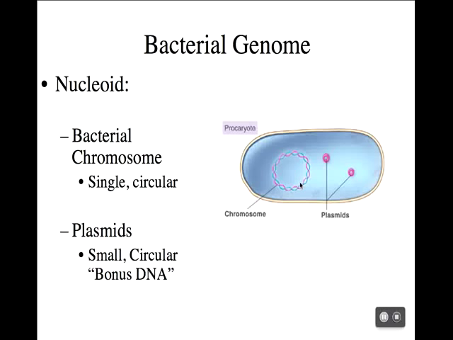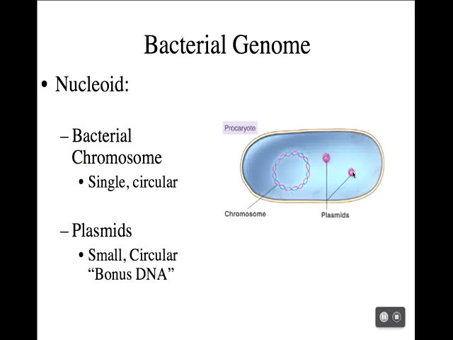In addition to the chromosome, bacteria will often carry what we call plasmids. Plasmids are smaller circular pieces of DNA. I often will call them bonus DNA. That's just my term. It's not really a biological term, but what do I mean by bonus DNA? Plasmids carry genes that are not essential under most conditions. So they carry strange genes, genes that may be useful but you don't need on a day-to-day basis.